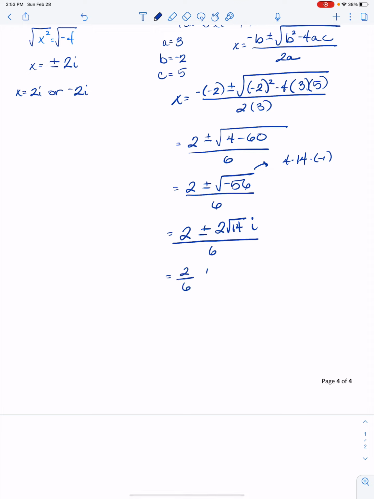Here's my real part. Here's my imaginary part. And now I'm just going to reduce. 1/3 plus or minus square root of 14 over 3 i. Keep in mind that is two separate complex numbers.